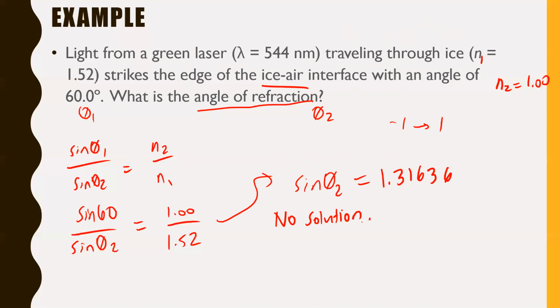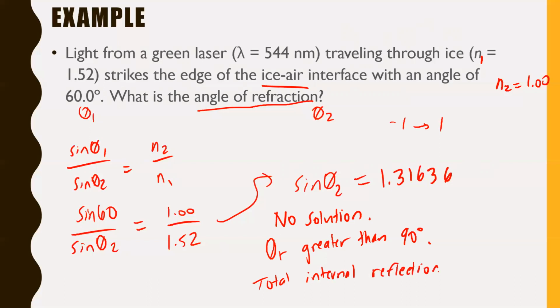But in terms of physics, what does that mean? Well, it tells us that our theta r, our angle of refraction, must be greater than 90 degrees. So in other words, this is total internal reflection. You've passed your critical angle. You're beyond that. So there won't be a true angle of refraction. It's just going to stay within the ice when it hits at that angle. It's too steep of an angle. That light isn't going anywhere. It's not leaving the ice.